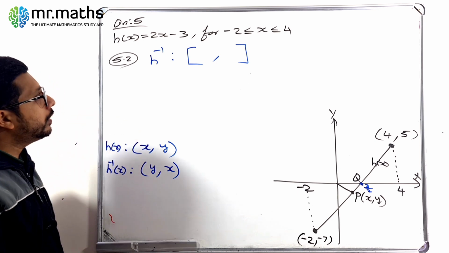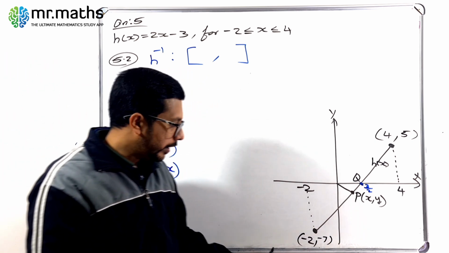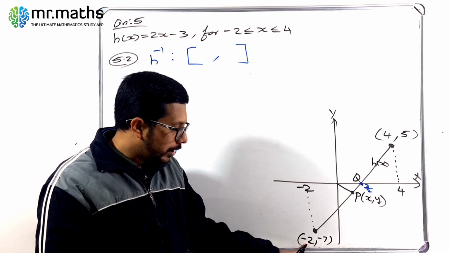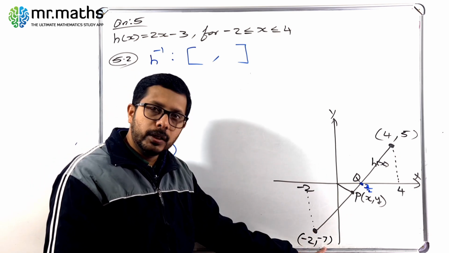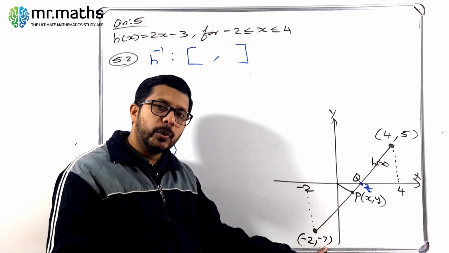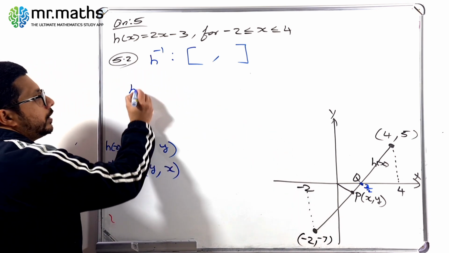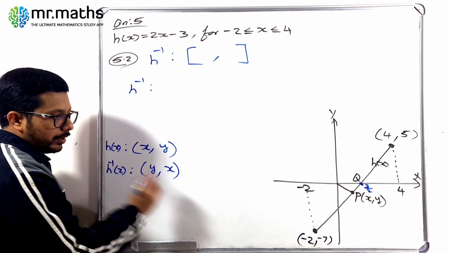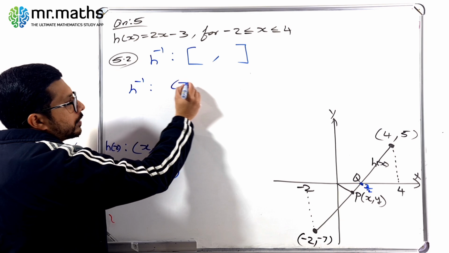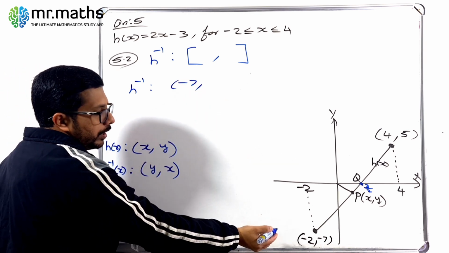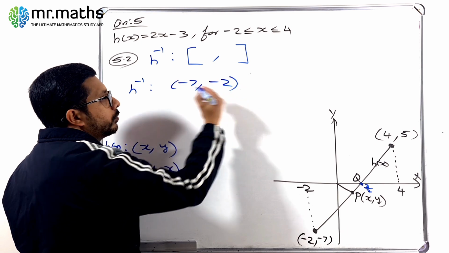Okay, so in our h of x graph, the first coordinate is minus 2 comma minus 7. So what about the h inverse graph? What is the coordinate? You have to swap x and y. Am I right? So x becomes y and y becomes x. So minus 7 comma minus 2.